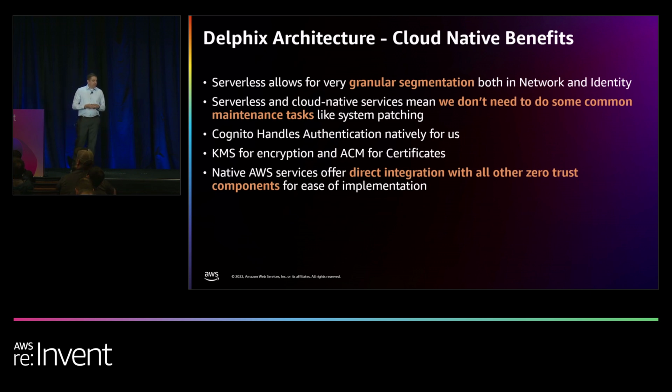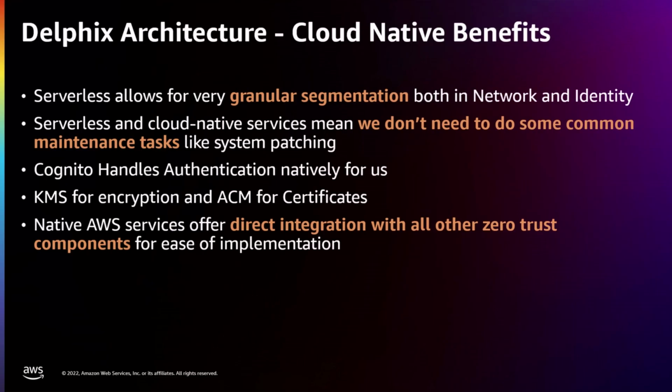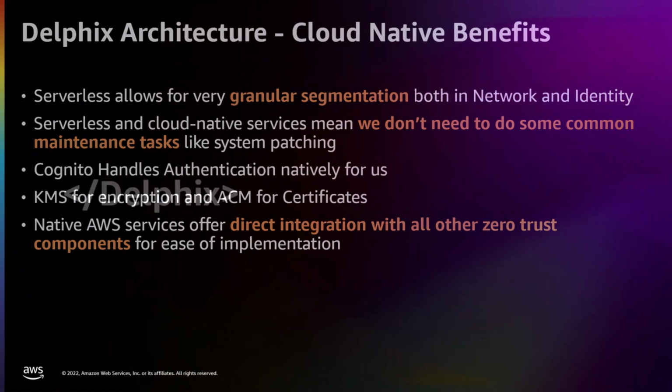Also, Cognito handles authentication natively for us, so we don't need to build our own identity provider. And KMS for encryption and ACM for certificates means we don't need to manage our own PKI infrastructure. And because it's all cloud native, native AWS services have direct integration with other zero trust components for ease of implementation. So I'm going to go ahead and hand it off to Quint.